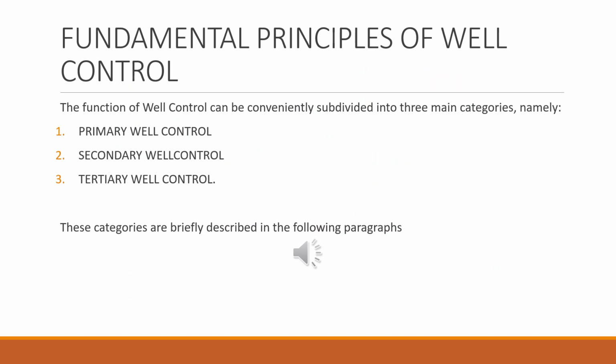Fundamental principles of well control. The function of well control can be conveniently subdivided into three main categories, namely primary well control, secondary well control and tertiary well control. These categories are briefly described in the following paragraphs.